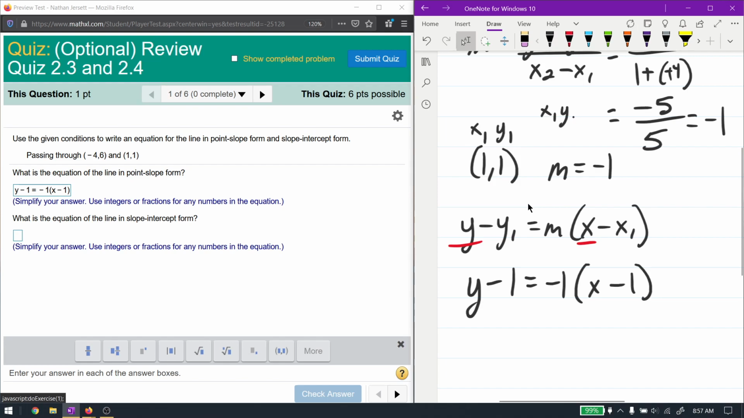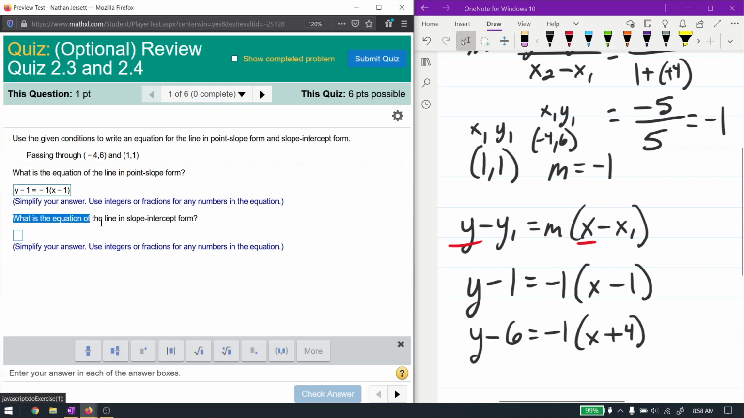And you'll notice that this is different than what I would get if I said x1, y1 equaled (-4, 6). But both should work. If I plug that one in, I would get y minus 6 equals -1 times (x minus the -4, which is going to be +4). So we'll try to see if that works, but it should all work.